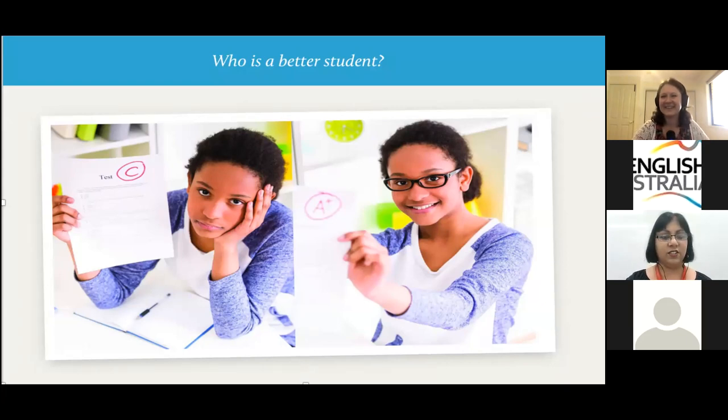We wanted to introduce ipsative because we want to look at how students can grow within that learning, not just achieve the A plus scores. So as educators, we believe that students will progress continuously over time, both personally and academically.